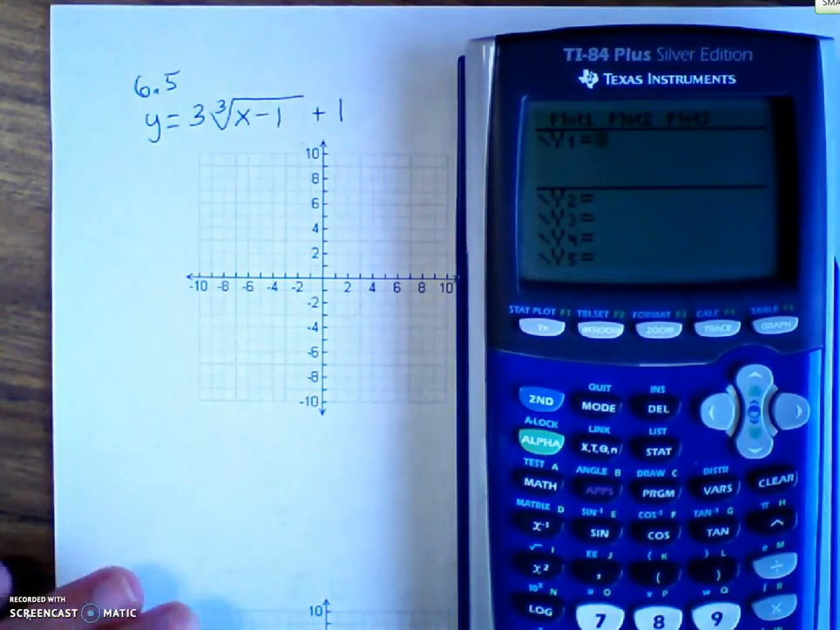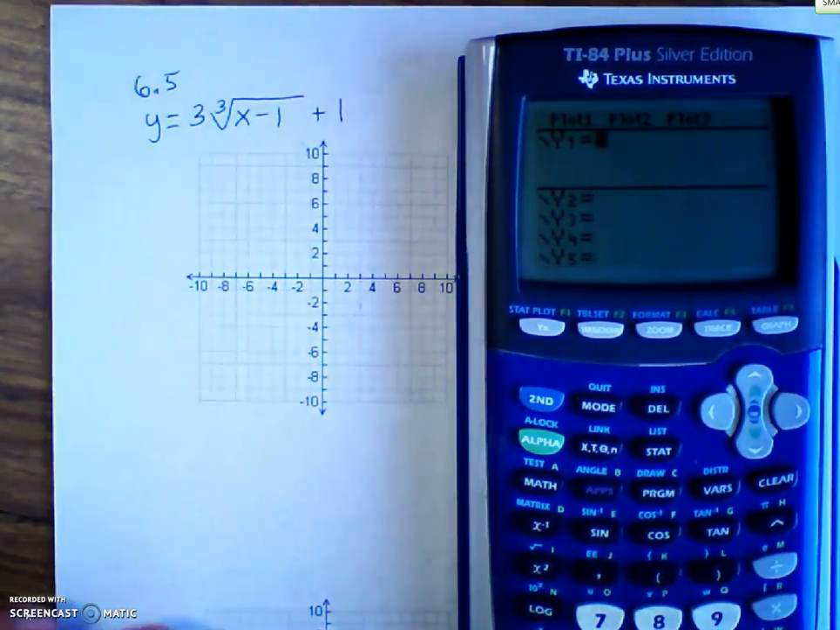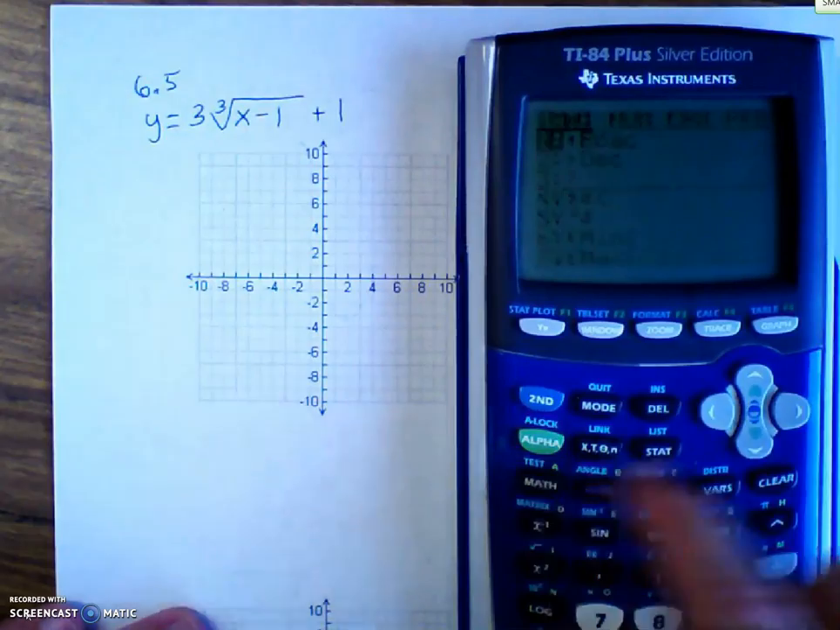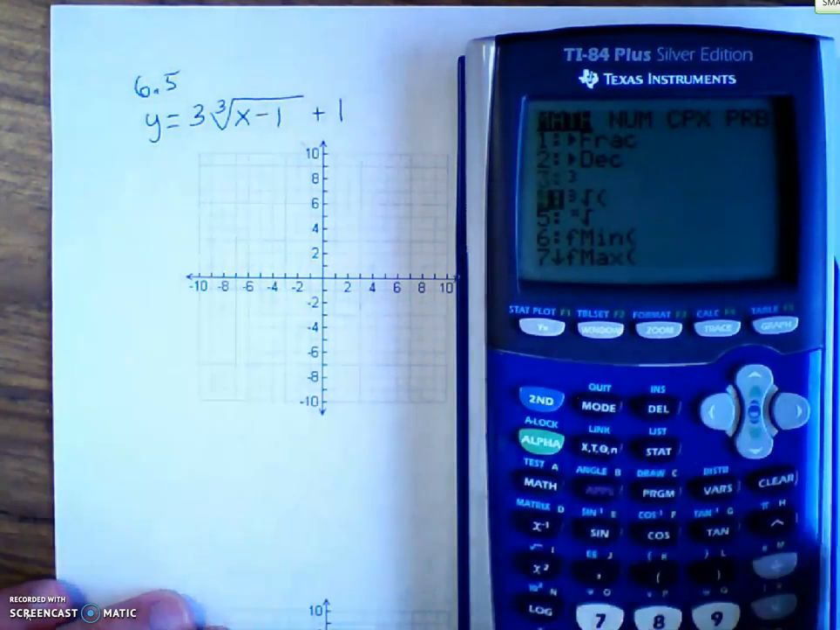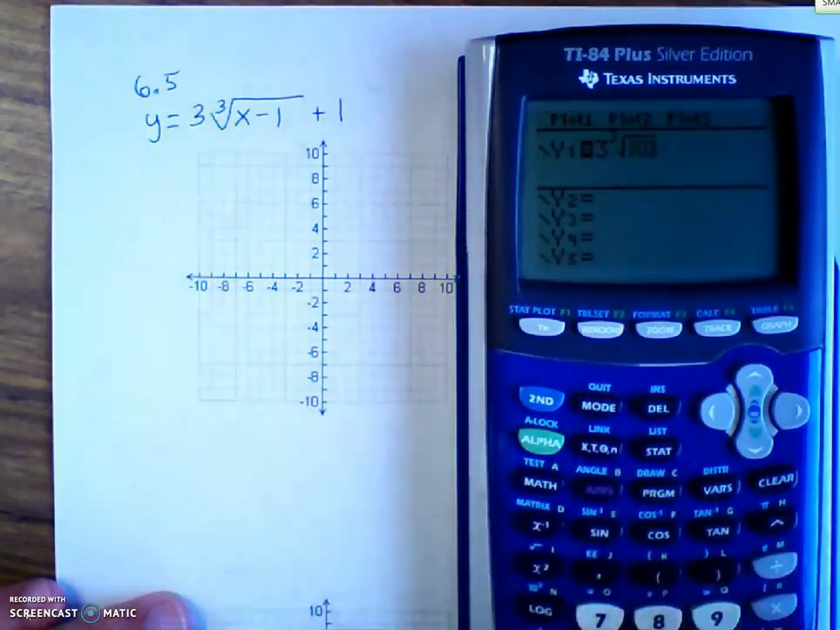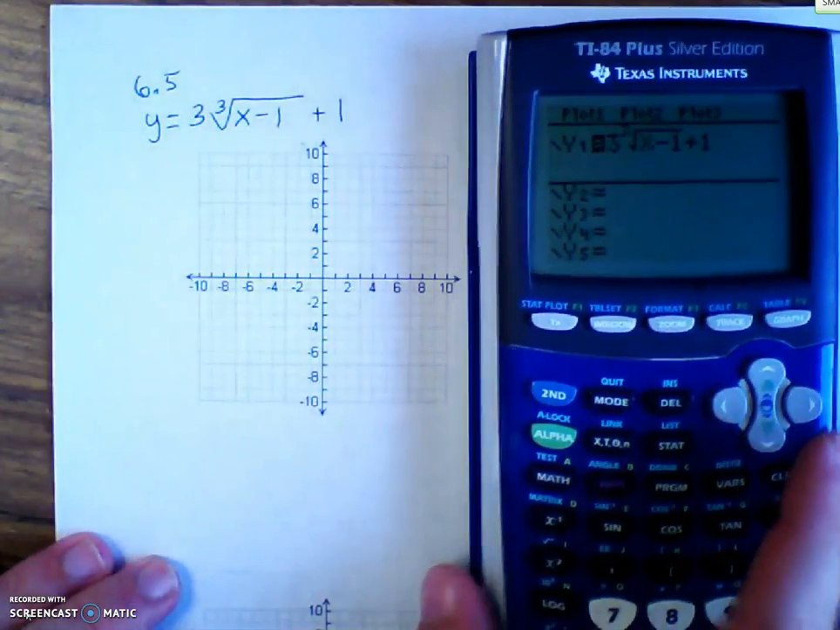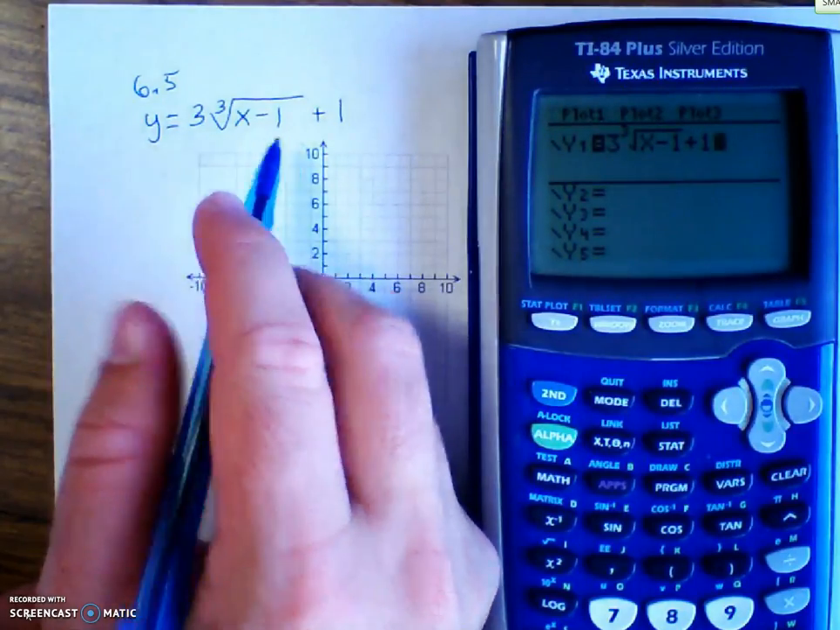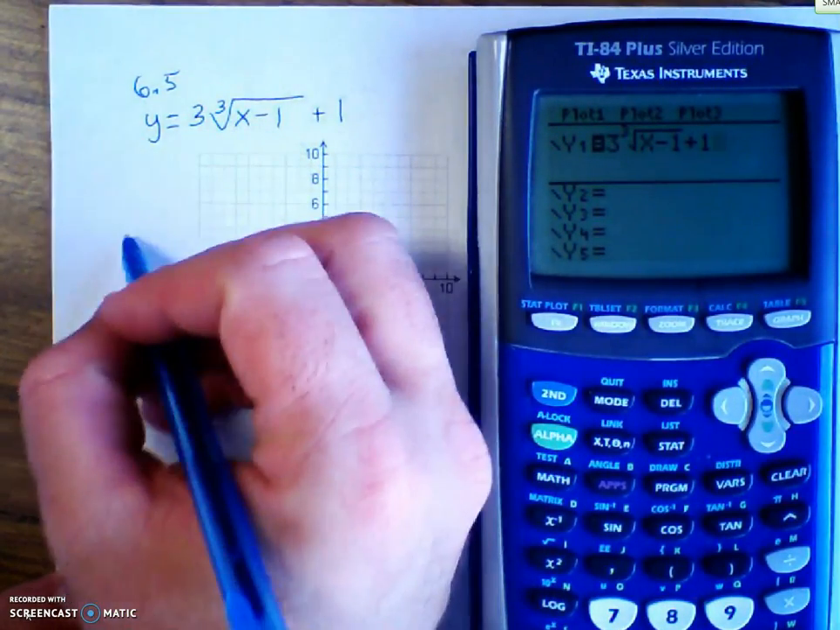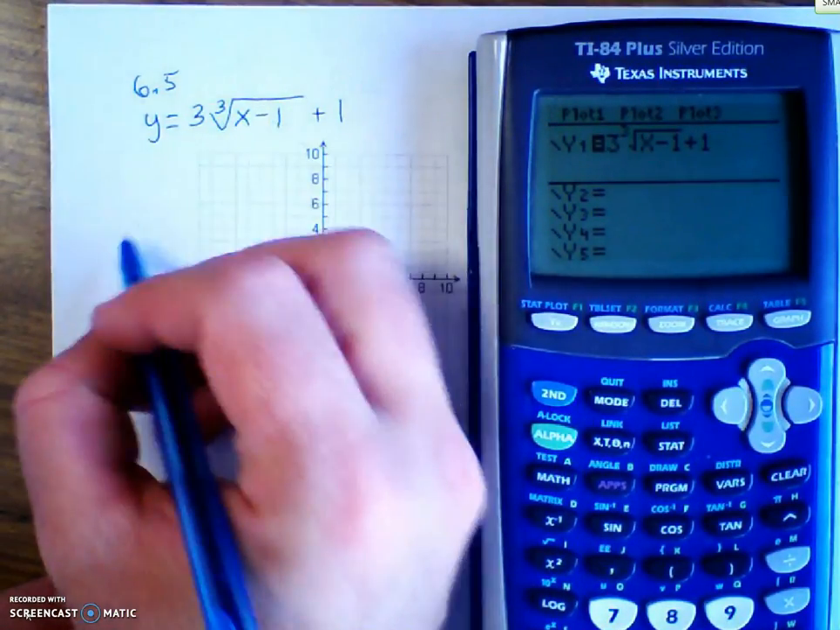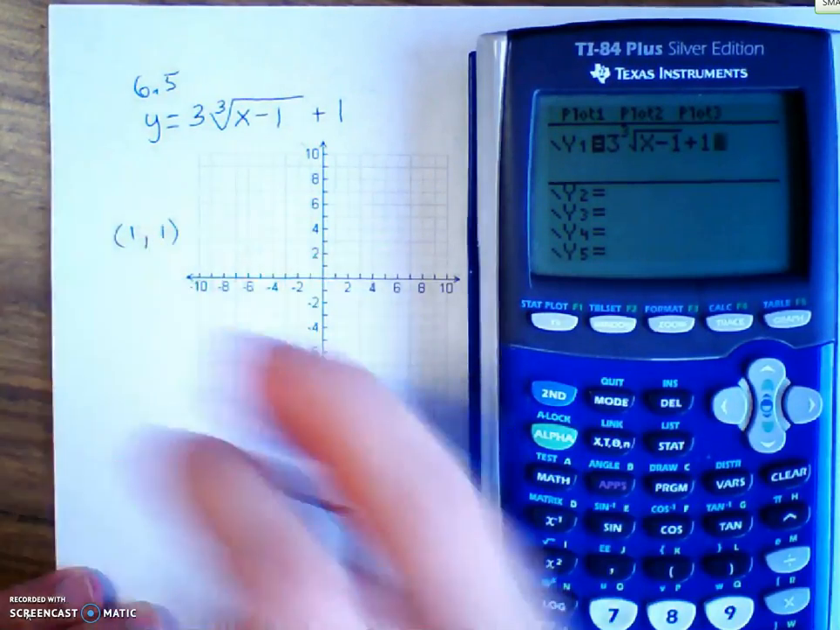Alright, this is also section 6.5. This is the cube root. To type this in the calculator to get the cube root, you go to math, and you scroll down to the 4th one, and then type in the rest of it, making sure you type it in correctly. Now, cube roots are probably the easiest ones you'll do. There's not really a starting point, but there is like a central point that may help you. And the central point is the opposite of the inside and whatever's on the outside, which is 1, 1.